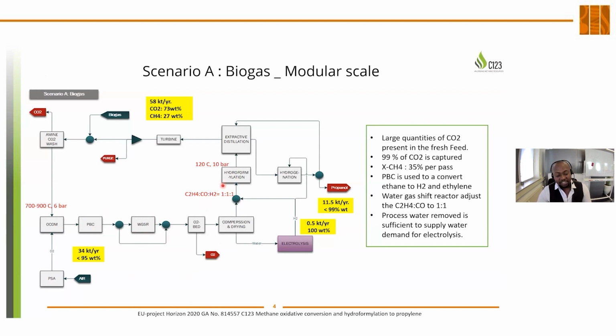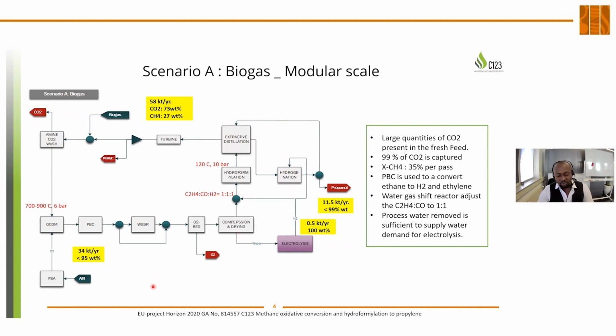The hydroformylation catalyst is very sensitive to oxygen, so we have a small molecular sieve bed to absorb the oxygen. Then everything goes to the hydroformylation, where it is converted to the aldehyde, propanal. In the second step, we separate the propanal using extractive distillation and send it to the hydrogenation reactor to produce propanol. Part of the propanol is used as a solvent for the extraction, and the light gases are recycled back to the process. So this is just an overview of the process.